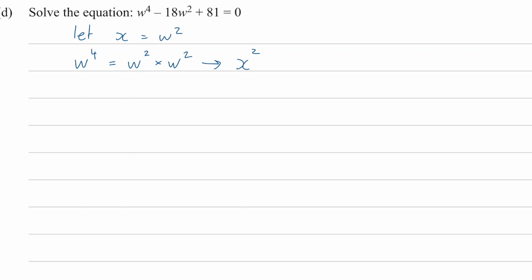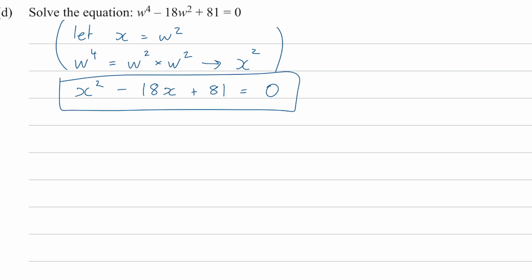So just putting that into our equation, w to the power of 4 is actually x squared, minus 18 w to the power of 2 is just x, and plus 81 doesn't have any w's in it, and that equals 0. So what we've done here is we said, all right, this quartic is a bit too intimidating, but if I replace w squared with x, I can rewrite it as a quadratic equation.